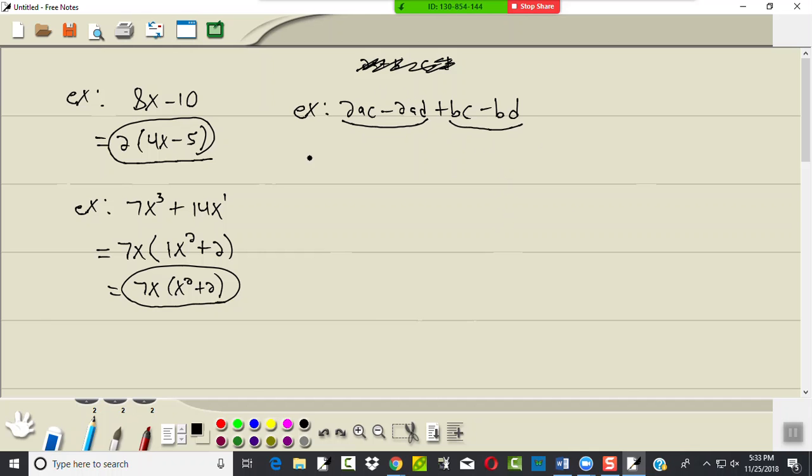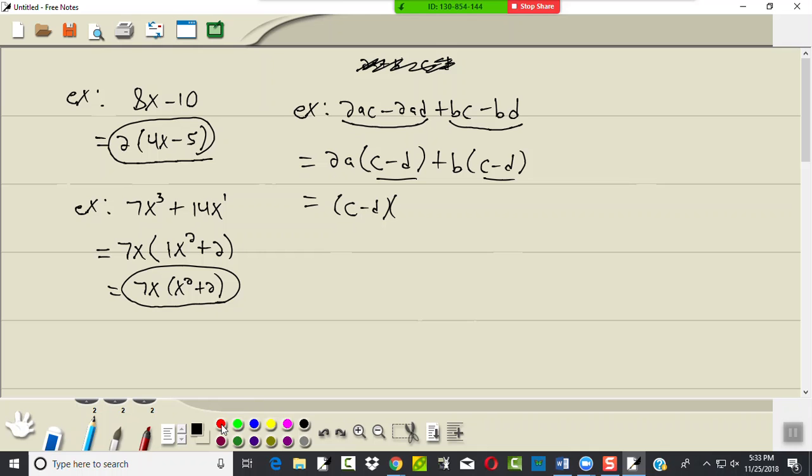If I look at the first group, they have a 2 and an a in common. So I can factor out a 2 and an a. And that leaves us c minus d. For my second group, they have a b in common. And that leaves us c minus d. Now our goal with grouping is to get this parentheses the same as this parentheses, which they are. So I'll factor out a c minus d.